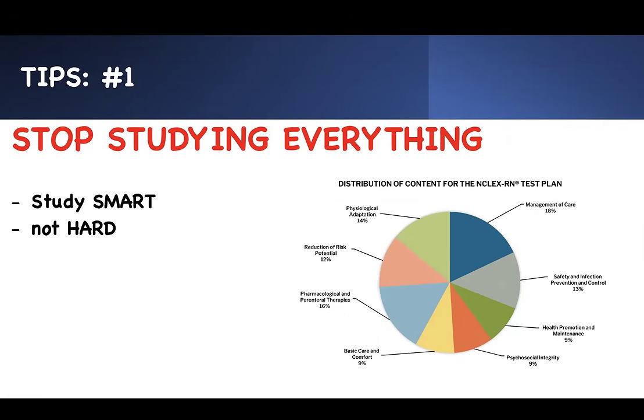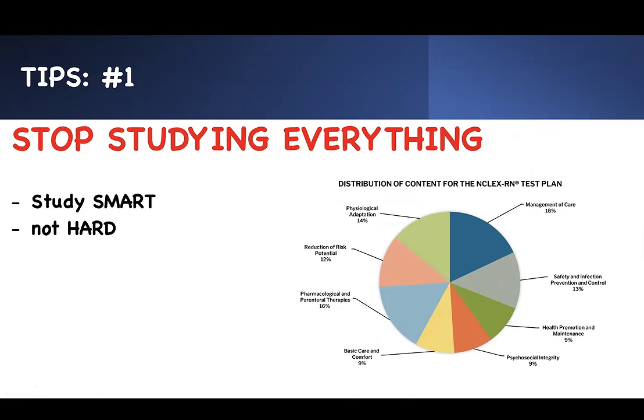You're going to get 15 questions from management of care. You're going to get 11 questions from safety if you calculate it. 8 questions from health promotion, that is maternity, peds and newborn. 8 questions from psychosocial integrity. Basic care and comfort, 8 questions exactly. And pharmacology, you're going to get 14 questions. Risk reduction, 11. And then physiological adaptation, 10 questions.